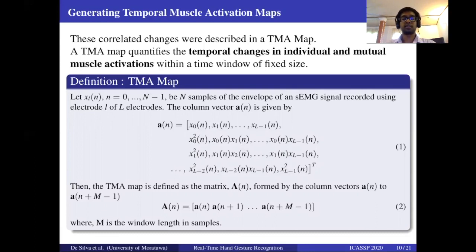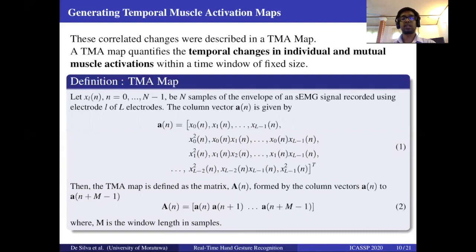In this box, you can see the mathematical definition of TMA maps. First, you take a time window across all channels, which has a length of sample size m. Then for each time point in this window, we compute a vector called A, which includes the first order terms and the second order terms. The first order terms represent the individual characteristics of the signals and channels. The second order terms represent the mutual connections and relationships between the channels in the sEMG signals.